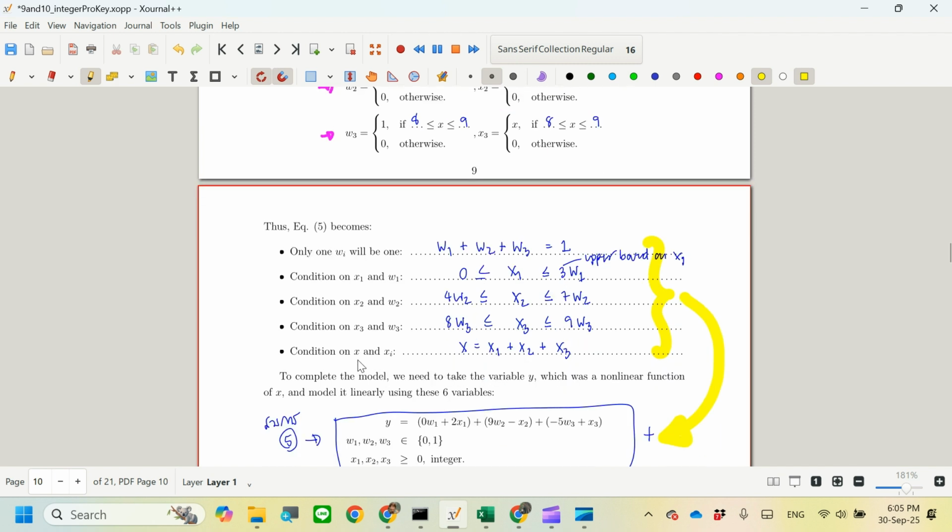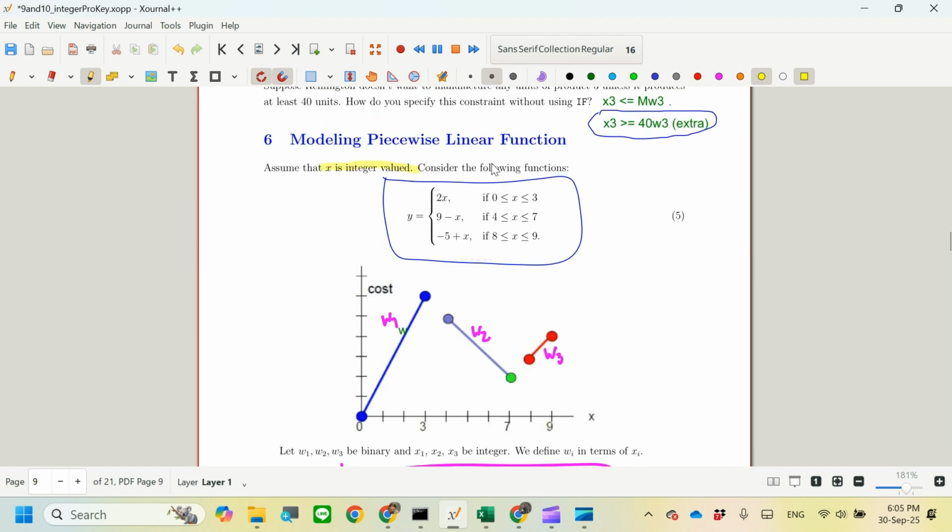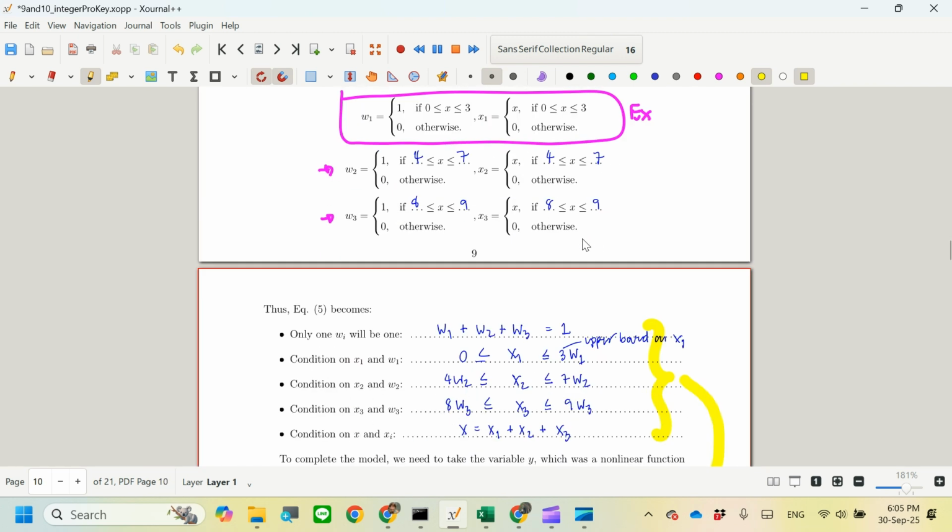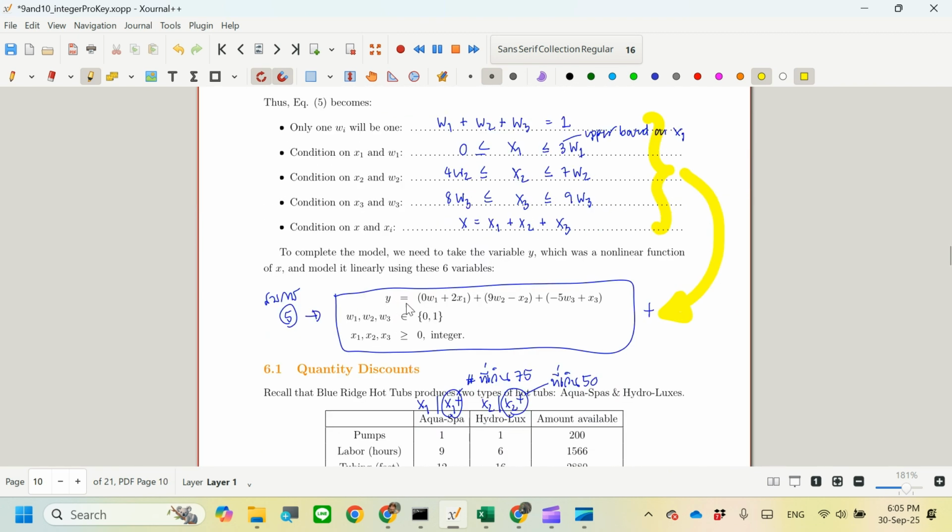And then only one x will be non-zero. So x is the sum of all these x's. And we transform this equation into the piecewise linear function as this one. So y equals the sum of W1 plus 2x1, 9 W2 minus x2, minus 5 W3 plus x3.